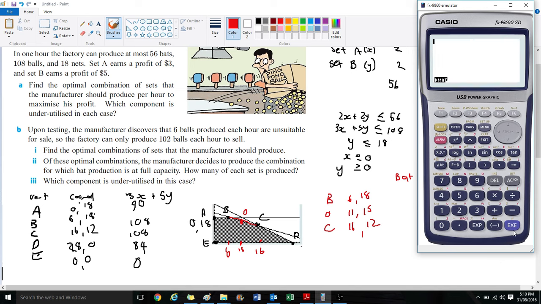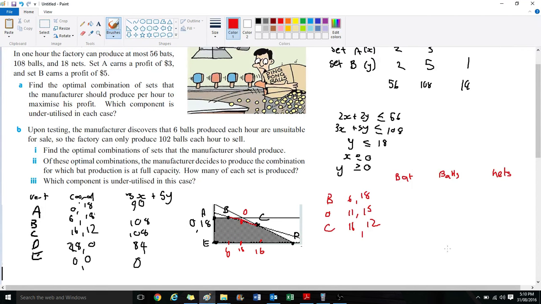So what we have is 6 lots of set A, and set A has 2 bats, plus 18 lots of set B, and set B also has 2 bats, okay? We have used 48 bats making set B, alright? We have a total of 56 bats, alright? So we can see there is already some wastage. We're not using all the bats that we can potentially make in an hour.